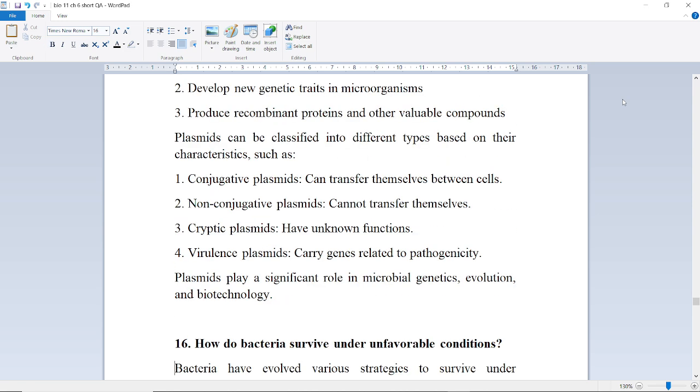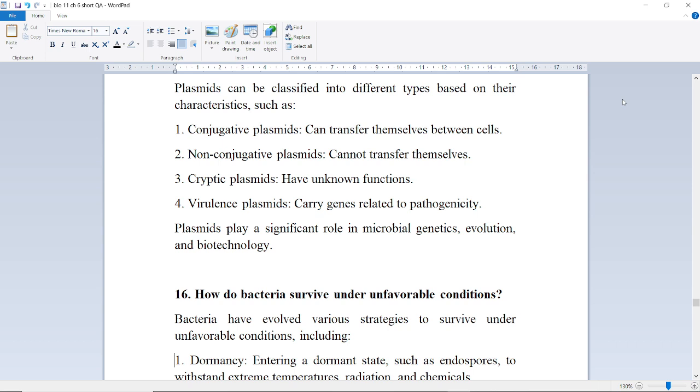Plasmids can be classified into different types based on their characteristics. Conjugative plasmids can transfer themselves between cells, non-conjugative plasmids cannot transfer themselves, cryptic plasmids have unknown functions, virulence plasmids carry genes related to pathogenicity. Plasmids play a significant role in microbial genetics, evolution and biotechnology.